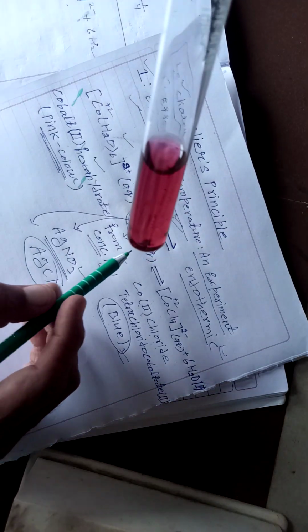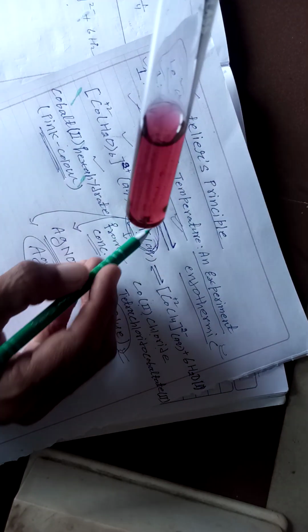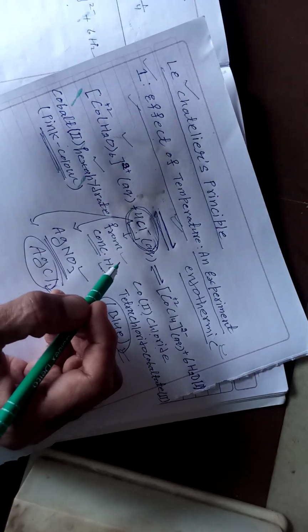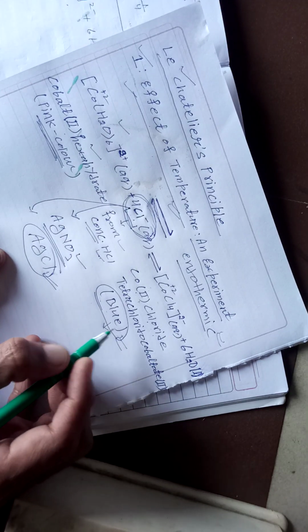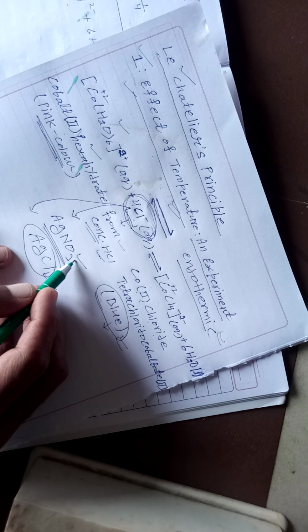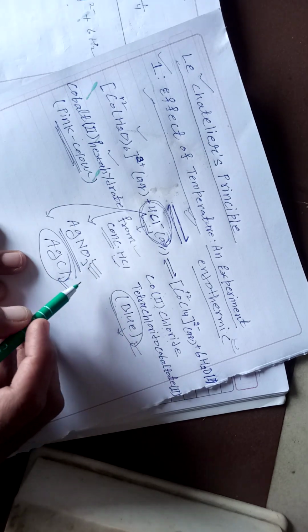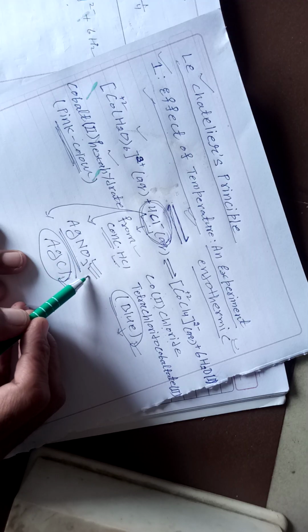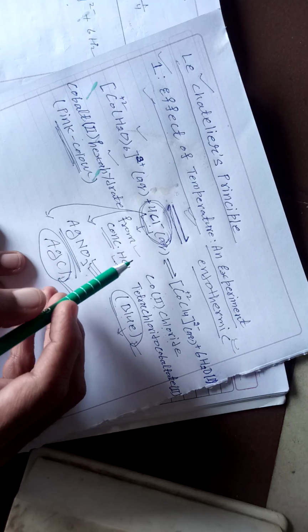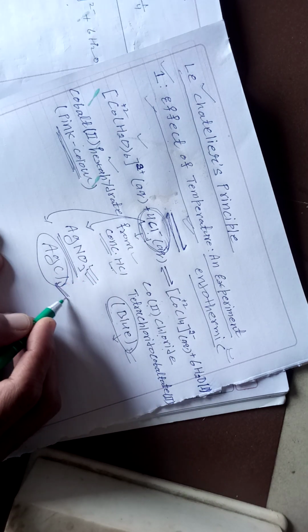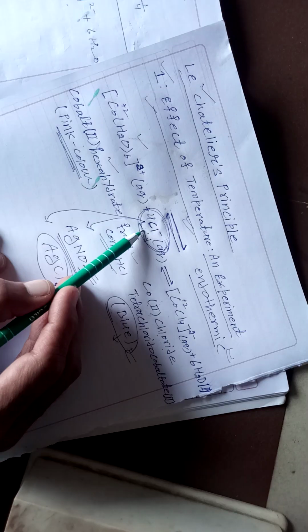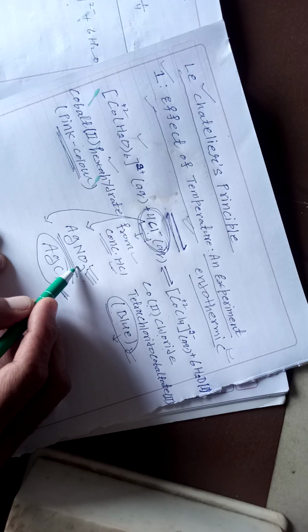Now how can we understand the concentration effect? To understand this, we add silver nitrate to the blue cobalt(II) chloride. When we add silver nitrate, it reacts with chloride ions and forms a white precipitate of silver chloride. So we decrease the concentration of chloride ion by adding silver nitrate, which forms AgCl.